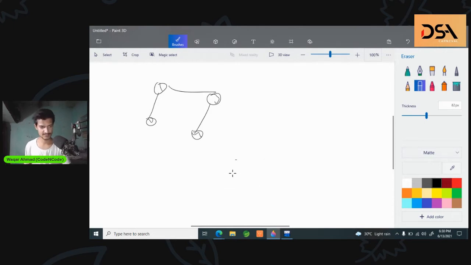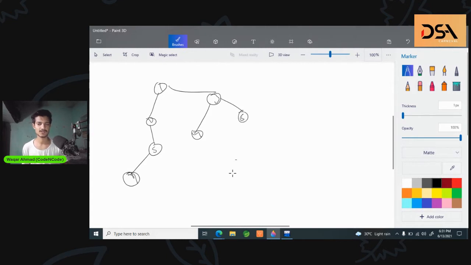For that, let's just increase the size of this tree: node 1, 2, 3, 4. Oh, sorry. Node 5, node 7, and node 6. Okay, so this is the tree we are working with, and let's go ahead and learn about DFS first. DFS, that is depth first search.